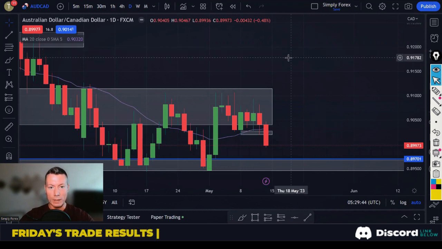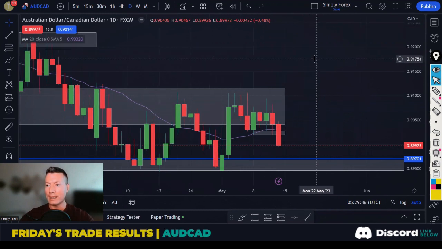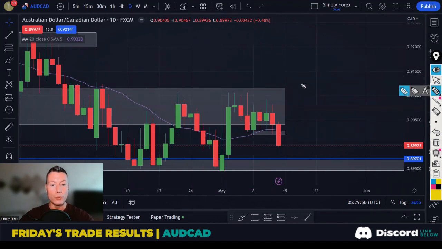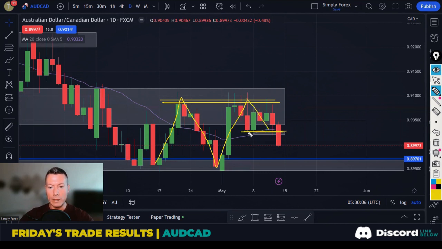So first one was this Aussie dollar against the Canadian dollar, guys. And we were looking to short this if we got a break of a certain level, okay? The price is arguably ranging, yeah? This grey zone through here is an important weekly resistance level. And if we got a break of this level in here, we were just looking to take price back down to here, okay? That was the plan, all right?